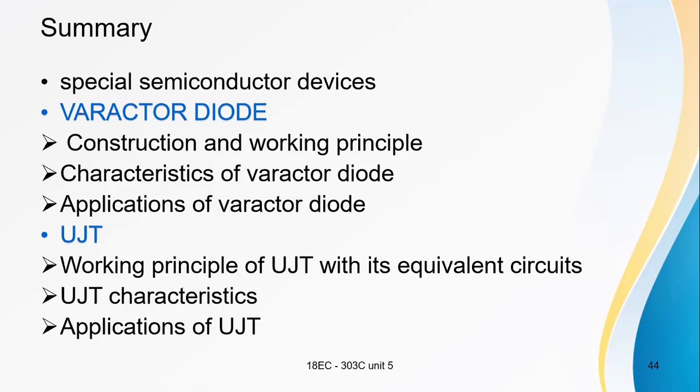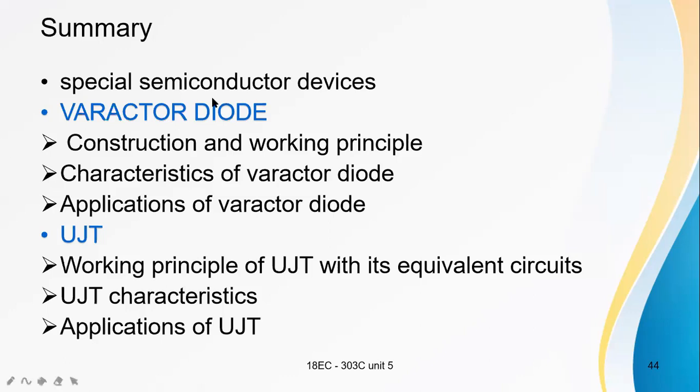And this UJT is in the off state until the voltage applied at the emitter reaches greater than eta VBB plus the diode cut-in voltage VD. What is eta here? Eta is the intrinsic standoff ratio. It is the ratio of RB1 by the total resistance, that is RB1 plus RB2.